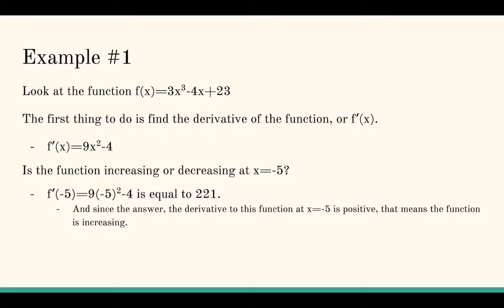The next step is to find if the function is decreasing or increasing when x equals negative 5. To find the answer to this, it's very simple. All you have to do is plug in negative 5 as a value of x into f prime of x, which is the derivative of f of x, and solve. So the answer here is positive 221. So we know that the function here is increasing because its derivative at this point is positive.